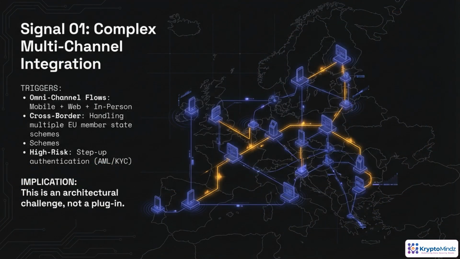One of the clearest signals that you need a deeper technical or architecture track is complex, multi-channel integration. If your customer journeys span mobile, web, and in-person touchpoints, cross multiple EU countries or schemes, or involve high-risk use cases like AML or KYC step-up, you've left the world of simple integrations. In that environment, eIDAS becomes an architectural challenge across channels and markets, not a single vendor plugin.